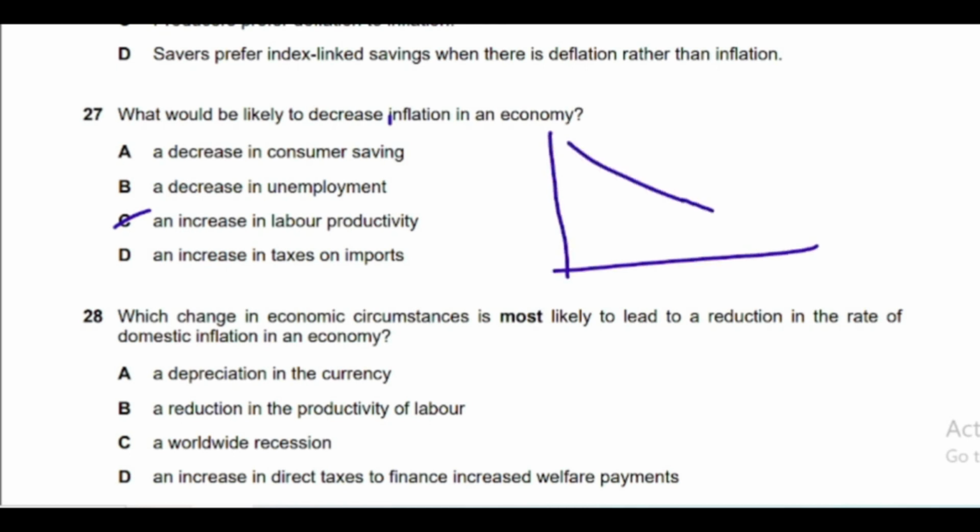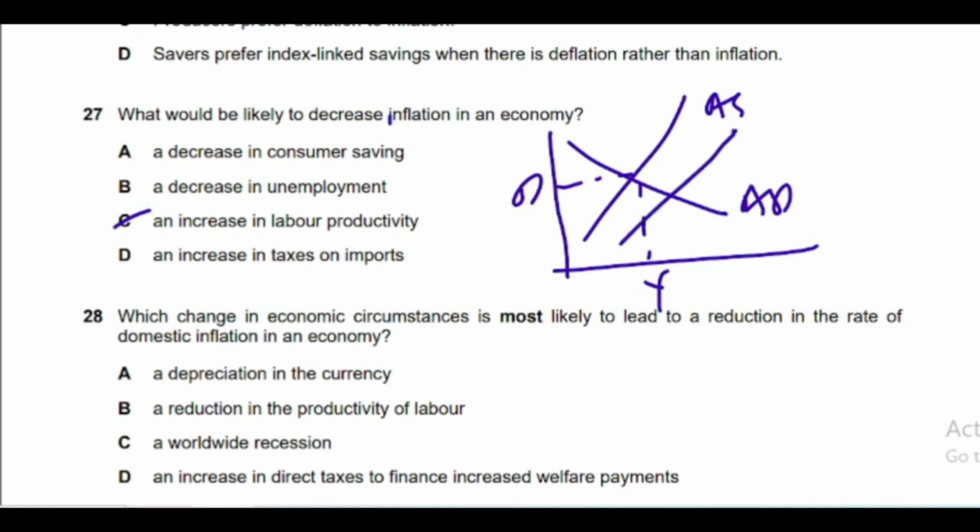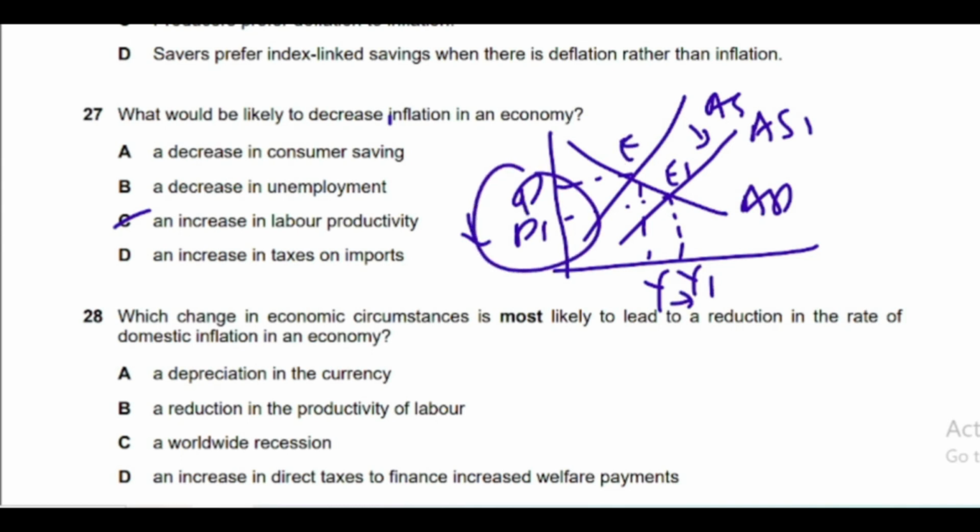You can make a graph as well. So this is aggregate demand, this is aggregate supply, and this is the price level, and this is real output Y. If labor productivity increases, then aggregate supply will increase because labor is now more efficient and productive. So it will produce more, aggregate supply will shift to the right. So new equilibrium will be at E1 instead of E, and real GDP will increase from Y to Y1 and price level will decrease from P to P1. So when price level falls, inflation is decreased.